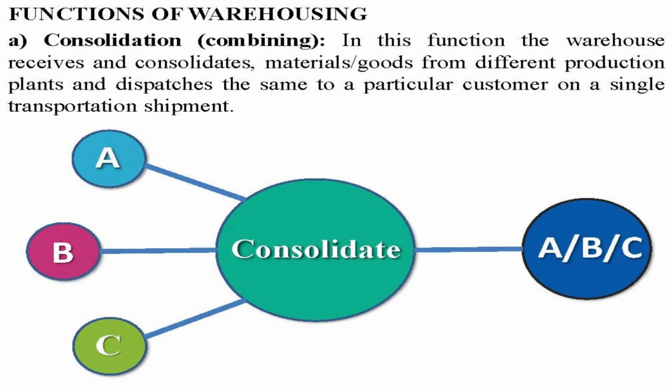Functions of warehousing. Consolidation, that means combining. In this function, the warehouse receives materials or goods from different production plants and dispatches them to a particular customer in a single transportation shipment. Like ABC is a manufacturer whose goods are brought together for consolidation, and it is sent to ABC or even somewhere else.